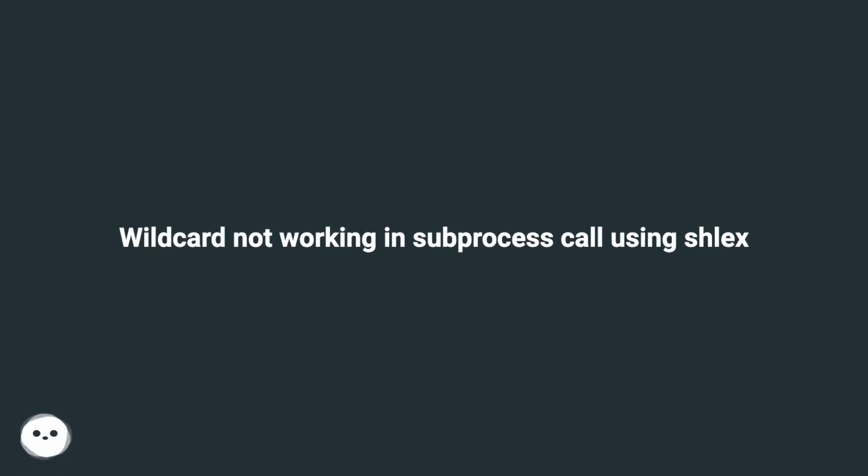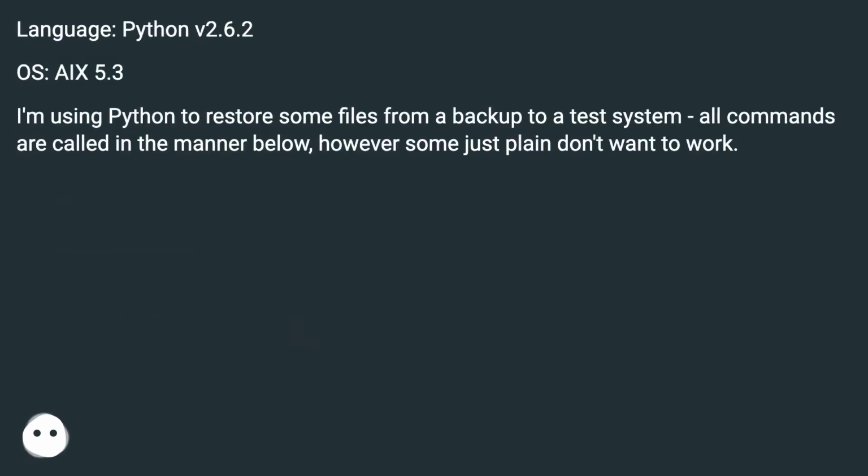Wildcard not working in subprocess call using shlex. Language: Python 2.6.2. OS: AIX 5.3. I'm using Python to restore some files from a backup to a test system. All commands are called in the manner below, however some just plain don't want to work.